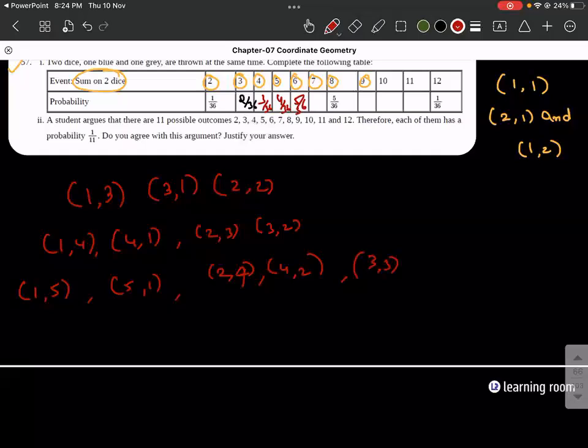So the answer for 7: (1, 6), (6, 1), (2, 5), (5, 2), (3, 4), (4, 3). So it is going to be 6 out of 36. For 8 they have given it as 5 by 36. Let's not worry about it.